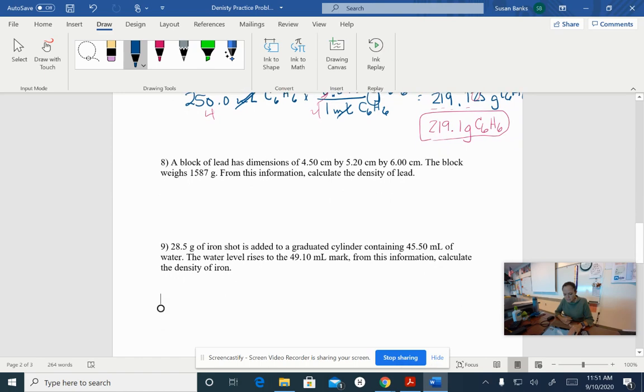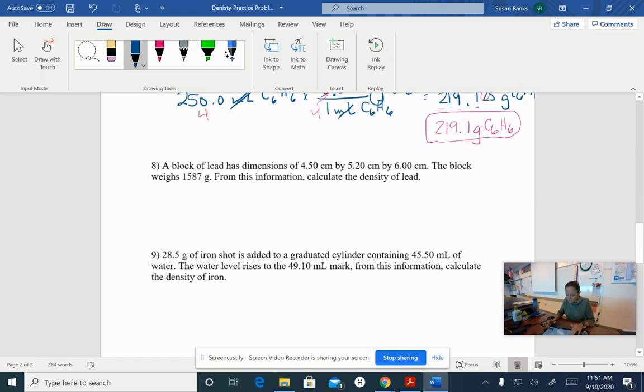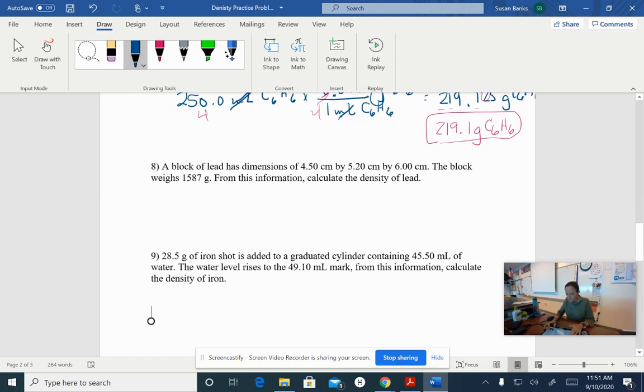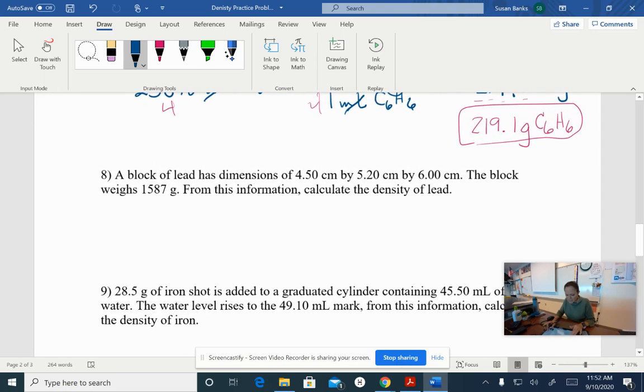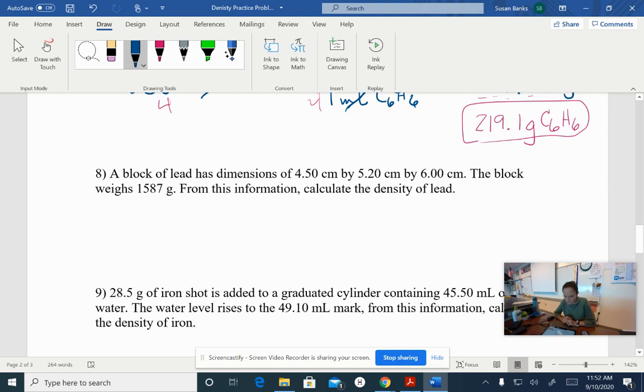All right, a block of lead has dimensions of 4.5, 5.2, and 6 centimeters. The block weighs in at 1,587 grams. From this information, calculate the density of lead. Okay, very first thing we've got to do is calculate the volume of this block. Now we are given the dimensions of each of those sides. So if we remember, the volume is always length times width times height.